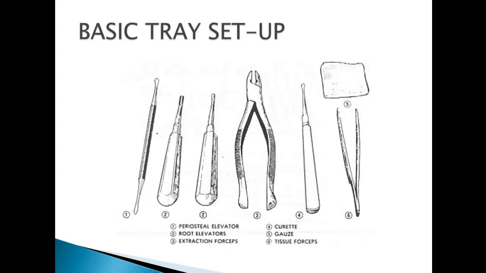So the periosteal elevator would be used initially to break away the periodontal ligament that is surrounding the tooth. So the dentist or surgeon is going to be using that usually initially just to break away that ligament to make it a little bit easier to remove or extract the tooth.